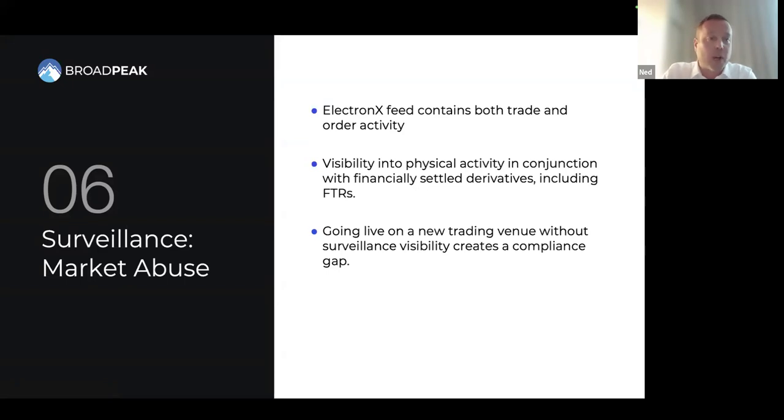We read FERC cases. If you read through them, it's typically not just a physical thing. It's the combination of the physical and financial trading that FERC is looking into. If FERC is ultimately going to be looking into your physical along with your financial and your FTRs, then we think you should have that same view of your trading that FERC is looking at.